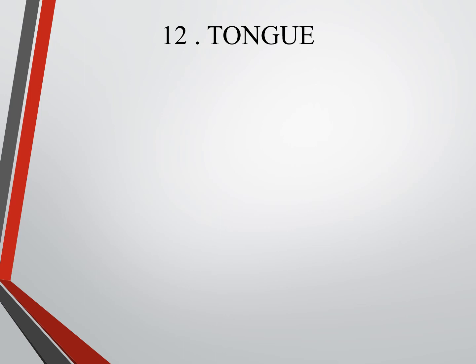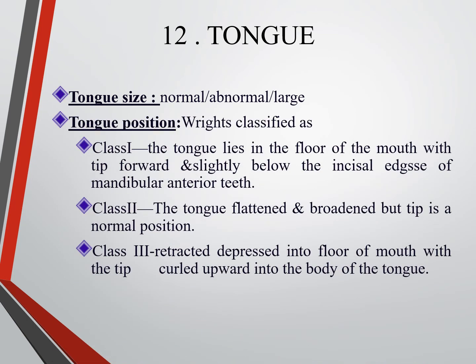And then looking at the tongue. Based on the size, it is either normal, abnormal, or large. Then based on the tongue position, according to a very famous author Wright, it is classified as class 1, class 2, and class 3. In class 1, the tongue is usually lying in the floor of the mouth, below the level of the lower incisors, and it is slightly forwardly placed and just touches the tip of the incisors, or just below the incisal edges.